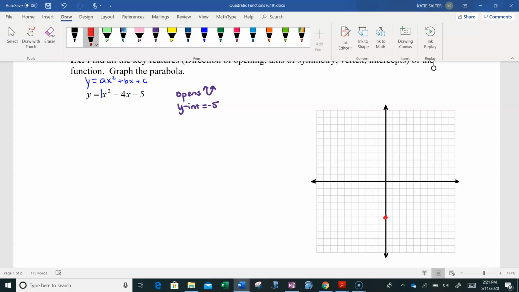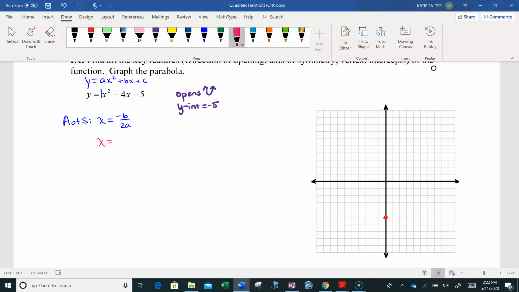All right, the next step is we've got to find the center of this graph. And to find the center of this graph, we've got to find the vertex. But the only way to do that is to find our axis of symmetry. So that's going to be our next step. We're going to do the axis of symmetry. And to do that, we have to use our formula: x equals the opposite of b over 2a. So that is going to give us x equals.